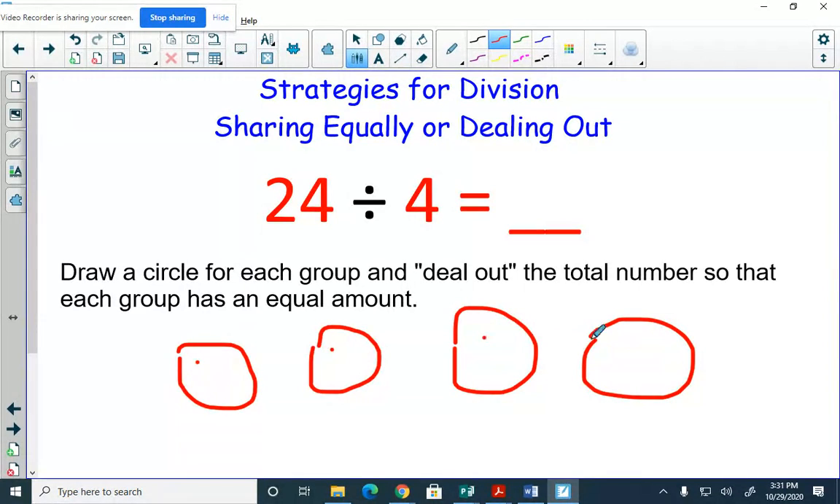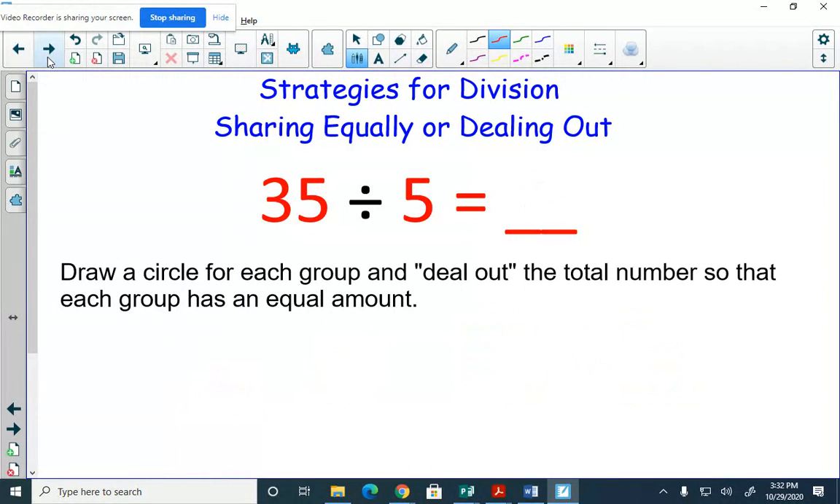1, 2, 3, 4, 5, 6, 7, 8, 9, 10, 11, 12, 13, 14, 15, 16, 17, 18, 19, 20, 21, 22, 23, 24. And then I go back and look at the first group, and there's 6 there. So there should be 6 in each group. 24 divided by 4 is 6. Is that what you got?